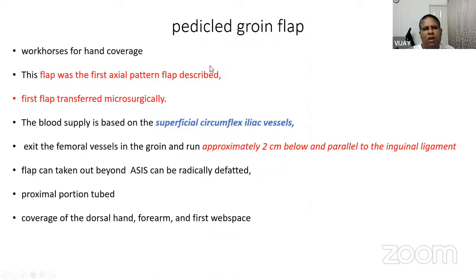Let us first see about the groin flap. It is a workhorse of hand coverage, like we previously told. The flap was the first axial pattern flap described. It is also the first flap transferred microsurgically. The blood supply is based on the superficial circumflex iliac artery.